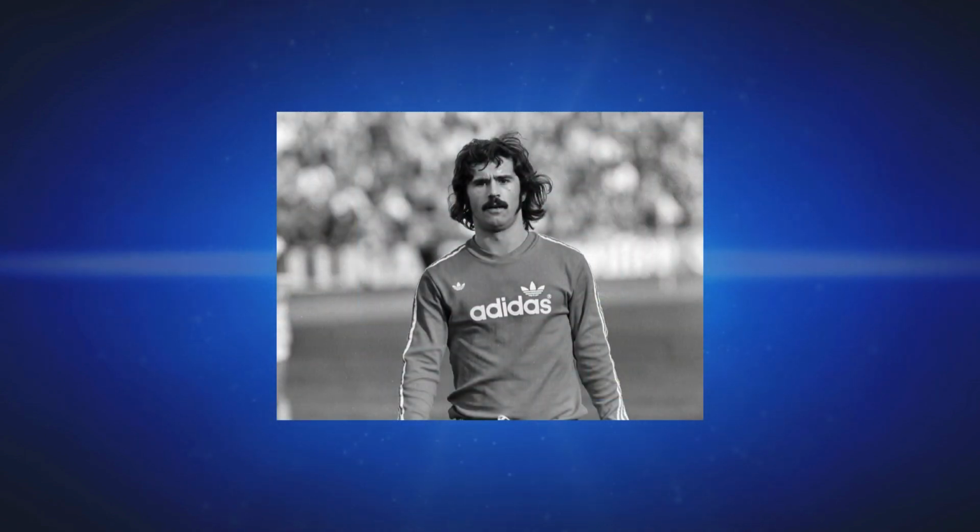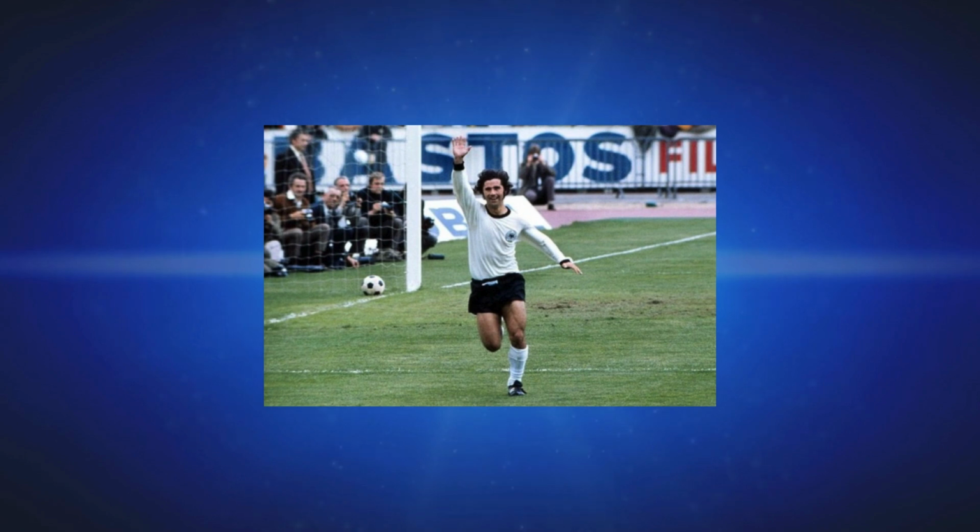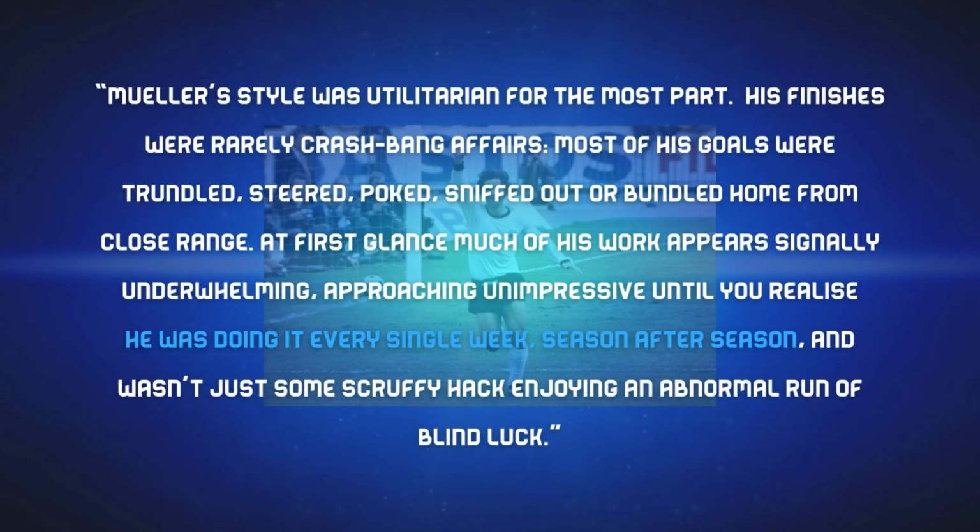It was said of Gerd Müller that he was not your typical professional soccer player. He was overweight, not fast, and lacked technique. The first couple of times he scored a goal, it was written off as lucky. An article written by The Guardian said that Müller's style was utilitarian for the most part. His finishes were rarely crash-bang affairs. Most of his goals were trundled, steered, poked, sniffed out or bundled home from close range.